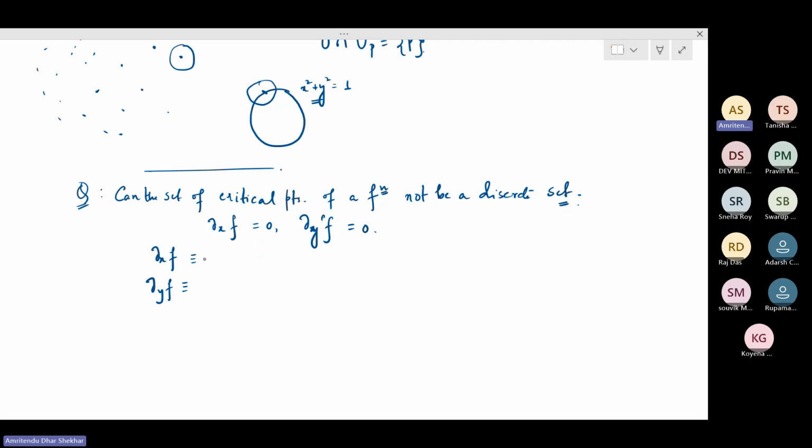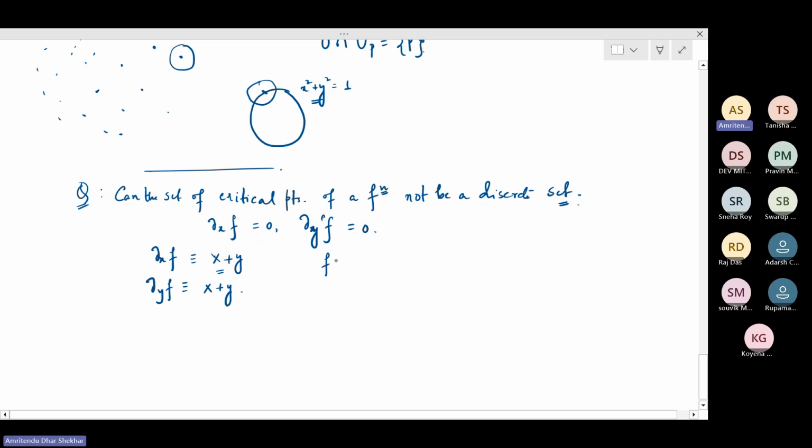Let's say del x of f is equal to x plus y, and del y of f is also equal to x plus y. Is it possible to have a function where del x and del y of f are both equal to x plus y? The answer is yes. Definitely, we can have such a function. So what function can give you a partial derivative which is x plus y in both cases?